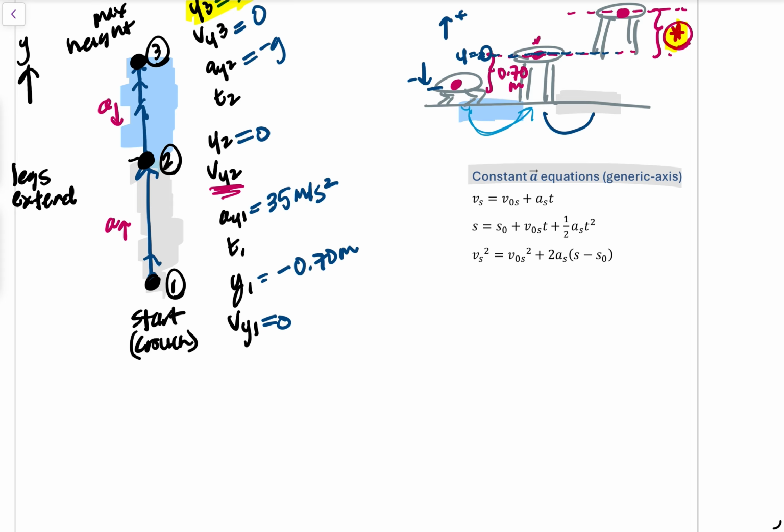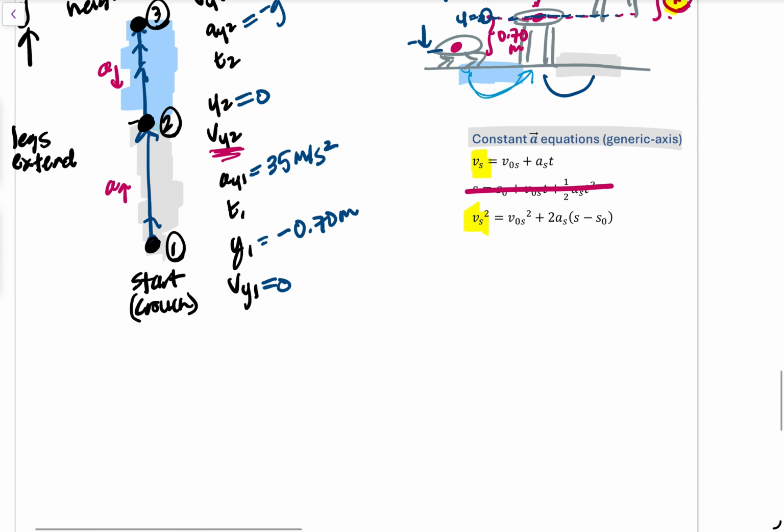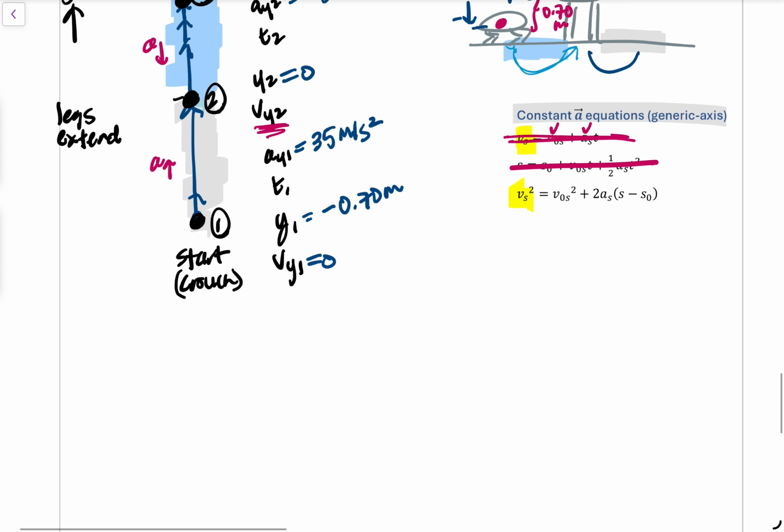So now I'm looking for vy2, which is my final v, which is that one or that one. I don't have a final v in this equation. So if I look at the first equation, I do know my initial velocity. I do know my acceleration, but I don't know time. So not using that equation. I do know initial, I know acceleration, and I know my displacement. Okay, so we're going to use that third equation there.